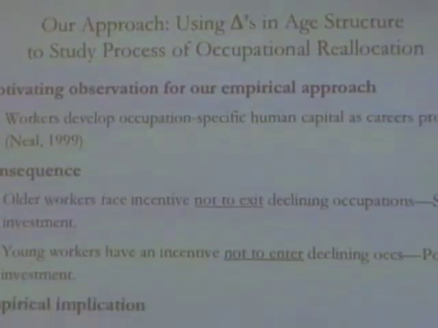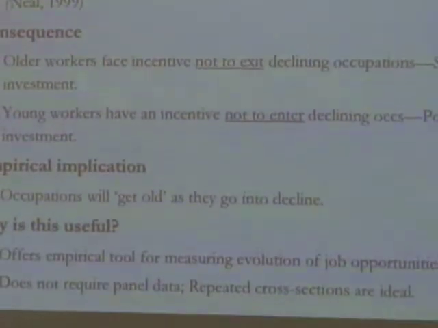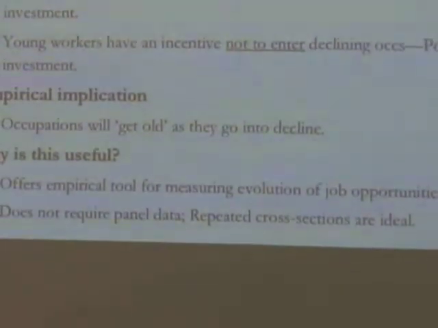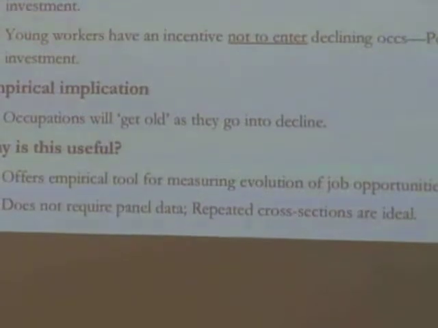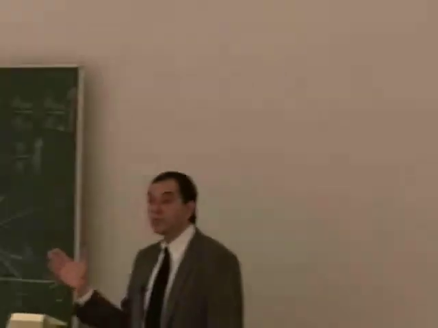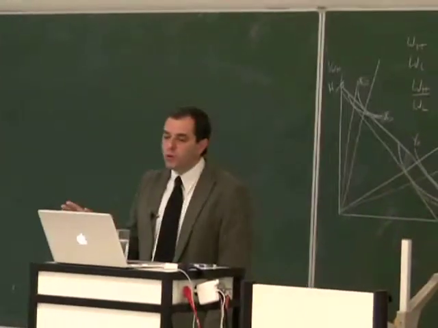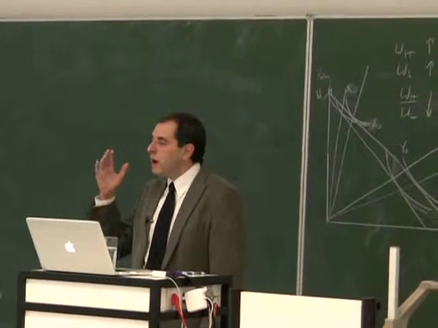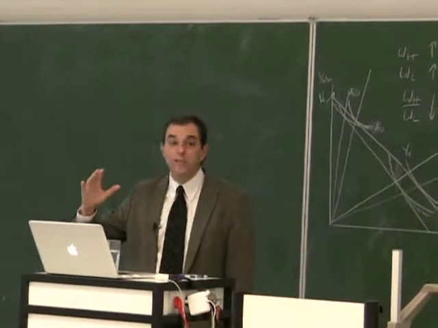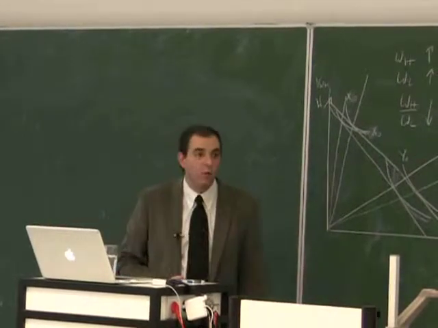So when an occupation goes into decline, what's going to happen? Well, first of all, firms are going to stop hiring, so you won't have new younger workers entering. Second of all, the incumbents who've been there the longest have the greatest incentive to want to stay, so they don't lose specific human capital. So if that's true, when occupations start to contract or go into decline, they will get old. In other words, the average age in those occupations will tend to rise.